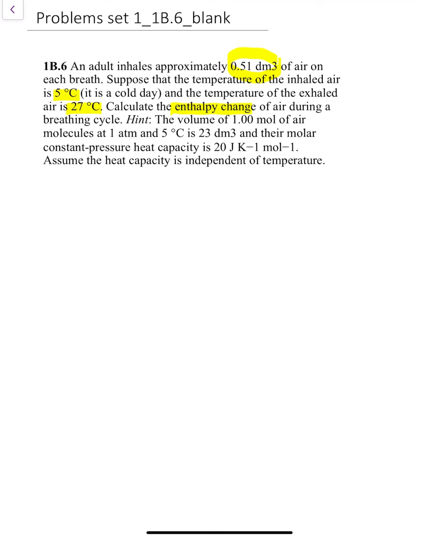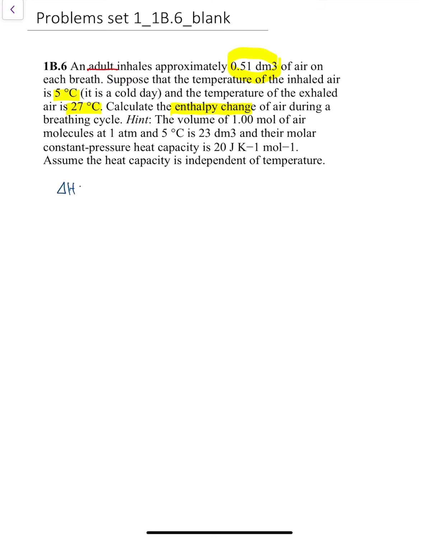Well, I hope you were able to recall that enthalpy change is equal to the heat exchanged under constant pressure. Here, with a human breathing, we can assume that it's on Earth and we are under constant pressure of 1 atm. So then our job of calculating the enthalpy boils down to calculating heat when air was going from 5 degrees to 27 degrees Celsius. In equation, we can write like this.